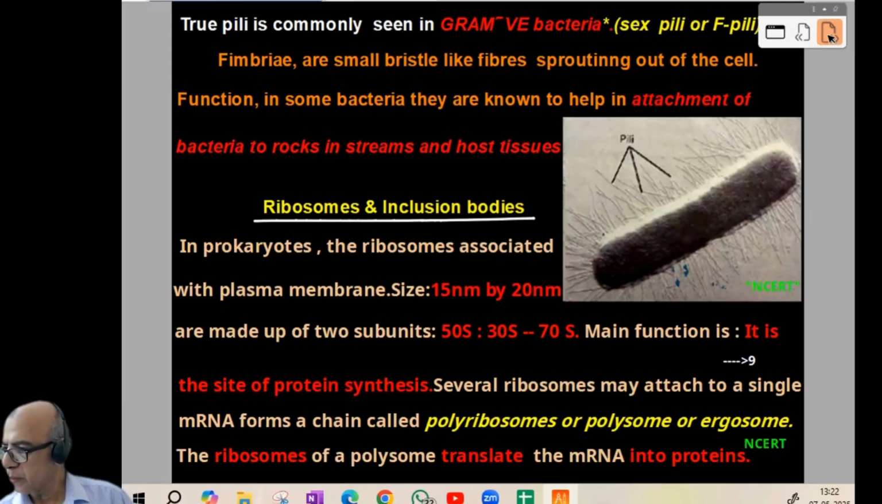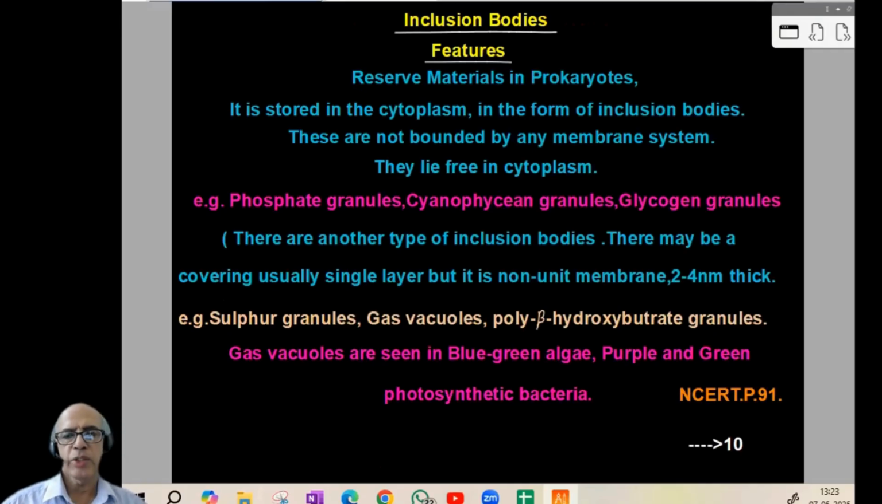Now comes the last part, inclusion body features. Reserve material in prokaryotes is stored in the cytoplasm in the form of inclusion bodies, not bound to any membrane system, free in the cytoplasm. Phosphate granules, cyanophycean granules, glycogen granules. So that is the main item. There is another type of inclusion body. There may be a covering, usually a single layer, but it is not a unit membrane, it is a non-unit membrane, 2 to 4 nanometer thick. Examples are sulfur granules, gas vacuoles, poly beta hydroxybutyrate granules. Gas vacuoles are seen in blue-green algae, and purple and green photosynthetic bacteria.